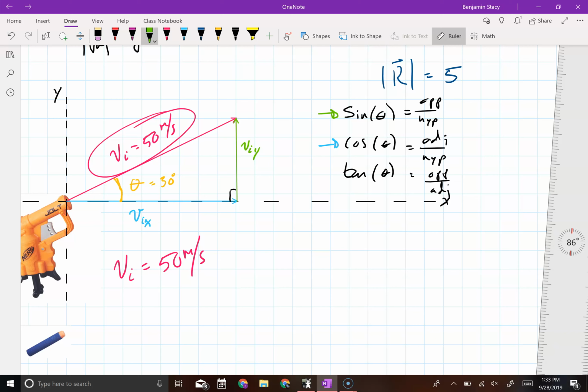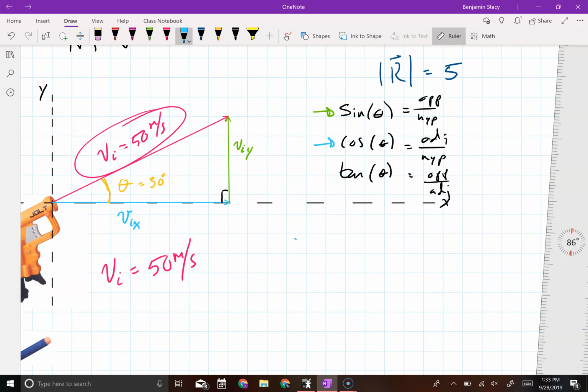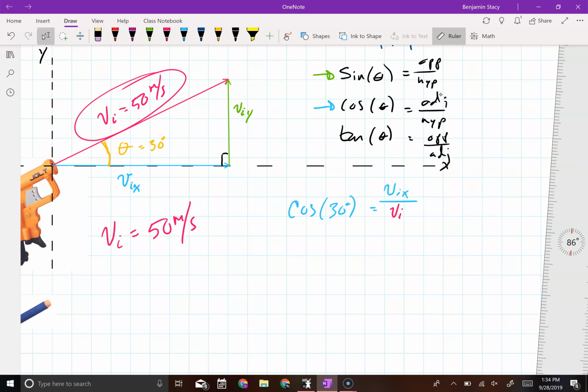So usually we have the hypotenuse and the angle, so we're usually using sine or cosine. Let's do VIX first. I know the cosine of this angle, 30 degrees, is going to be equal to the adjacent side, which is my VIX, divided by my initial velocity VI, or my hypotenuse. Rearrange it to solve for VIX, or the horizontal component of the initial velocity.